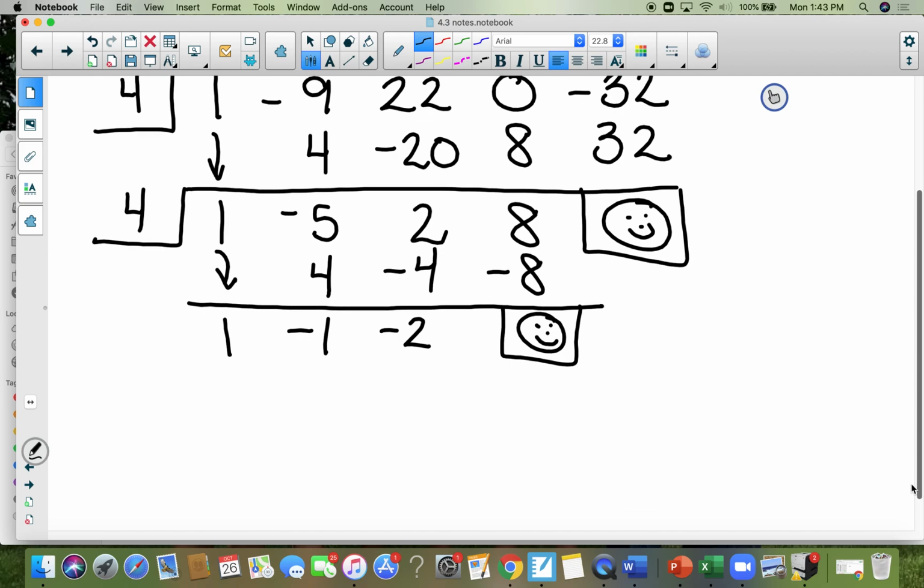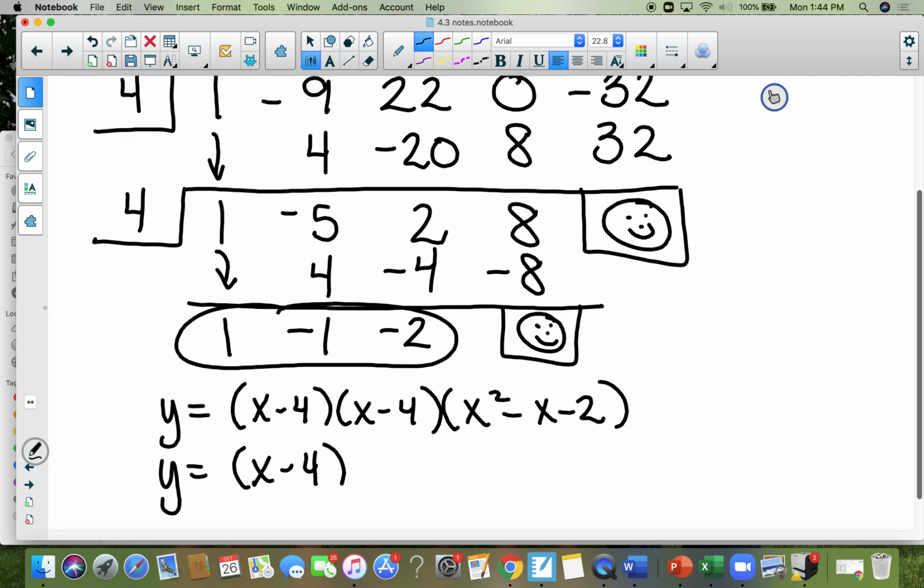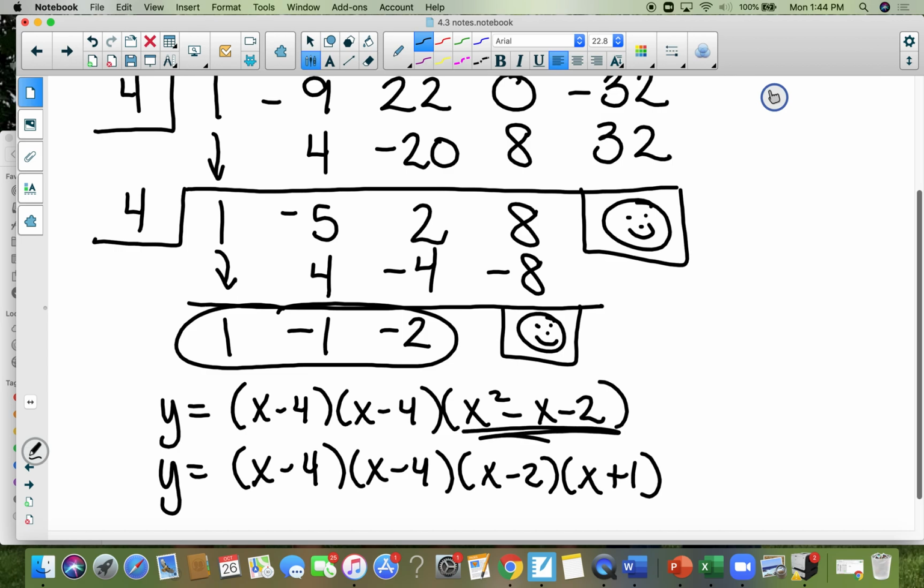Okay, so they want this in factored form, and you know it's 4 of them. So you know that x minus 4 is 1 and x minus 4 is 1. And the other 2 are hiding right here. X squared minus x minus 2. So y equals x minus 4, x minus 4, and x minus 2, and x plus 1. Because that's how you factor that.